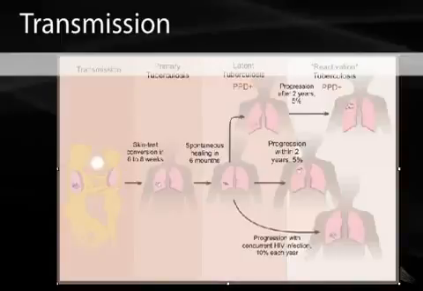Also, you could have progression within 2 years, and that's 5% of people. And some people with HIV, 10% of people, can get progression to miliary tuberculosis because they're sick and they have a compromised immune system. Often, with HIV patients, you'll get active disease within 1 year of exposure.